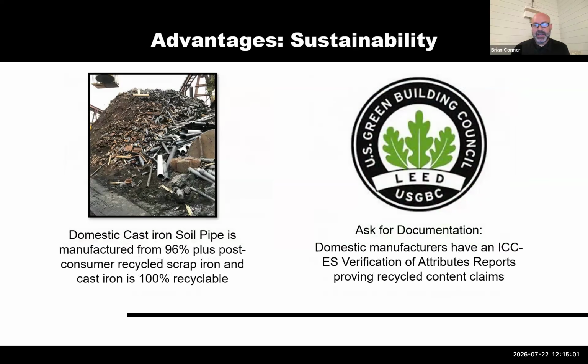Another one of the advantages that's integral to cast iron is that it is a sustainable material. Domestic cast iron, that being cast iron made in North America, is made from 96% post-consumer recycled scrap iron, and cast iron is 100% recyclable. So every piece of cast iron pipe or fittings that is manufactured in North America is made solely from reconstituted cast iron that was formerly a brake drum or a cast iron tub or some other cast iron, maybe even cast iron soil pipe that was used and the building was demolished.